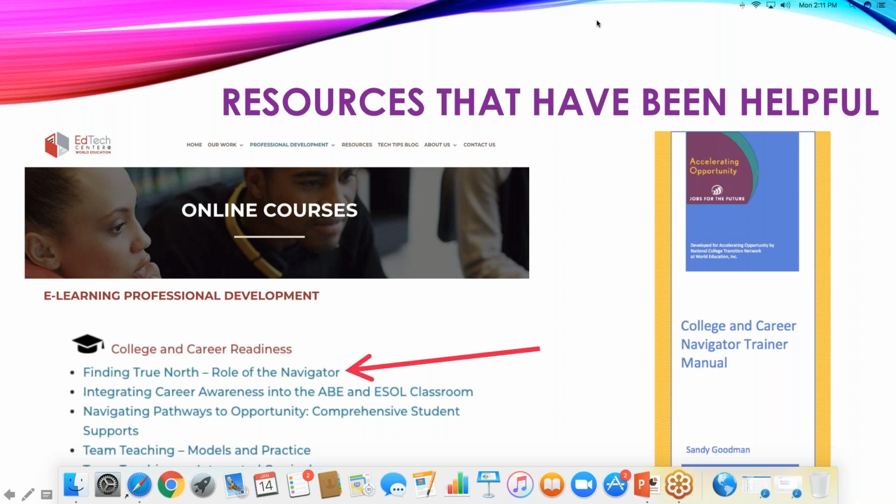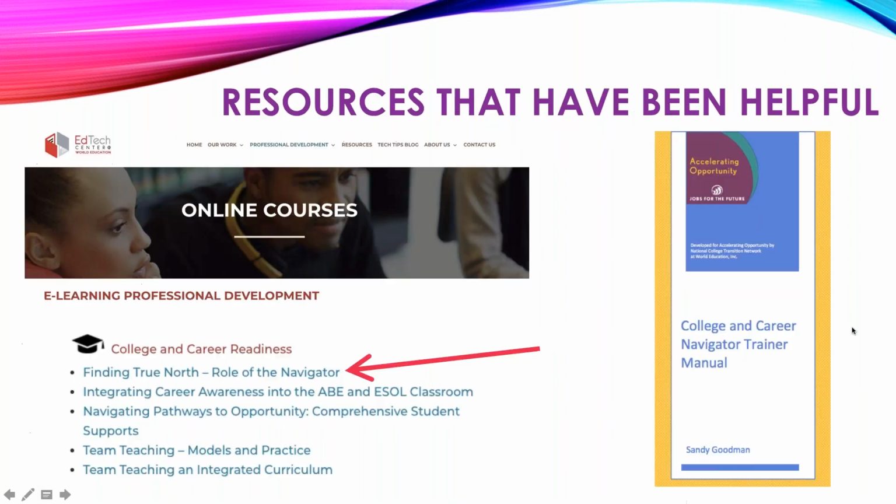The other materials that are free and you can also access through World Education and the National College Transition Network is this College and Career Navigator training manual that was developed by Sandy Goodman. This is a document that you can download as a PDF, and it contains a lot of nice resources. It's a set of training materials for programs who might be looking to train navigators. Both free, both easy to access. So those were two things I have found helpful.